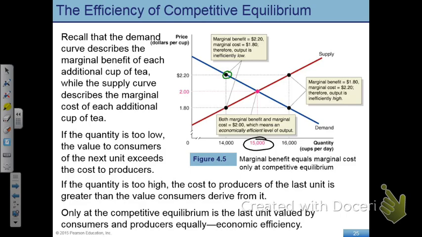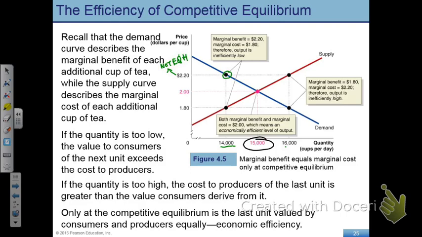Okay, so if the market price is somehow $2.20, notice that this is not an equilibrium price, right? At this non-equilibrium price, the amount that consumers want to buy is 14,000. We are finding that from their demand curve. And the amount that producers want to sell at that price is about 16,000.